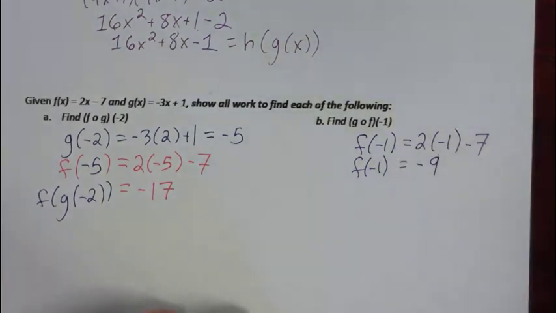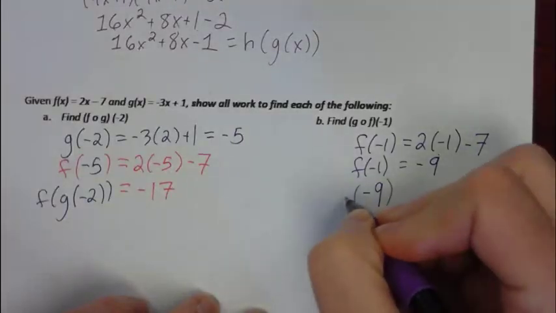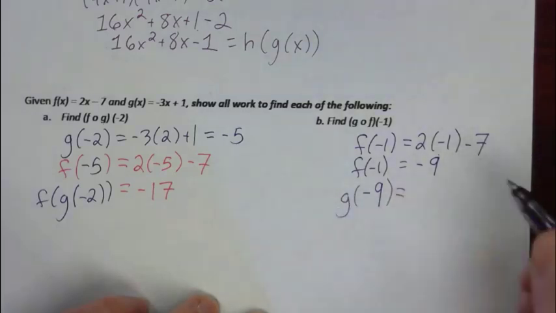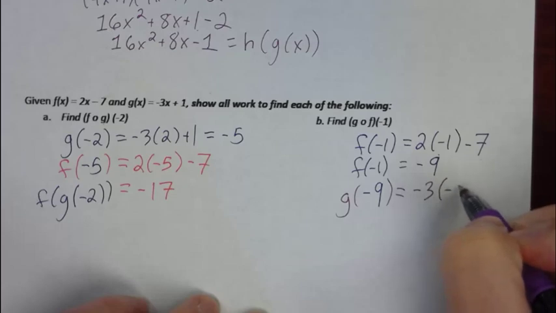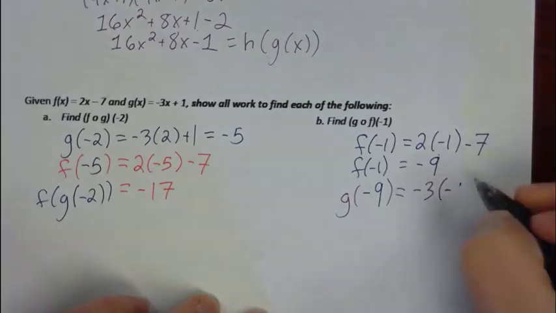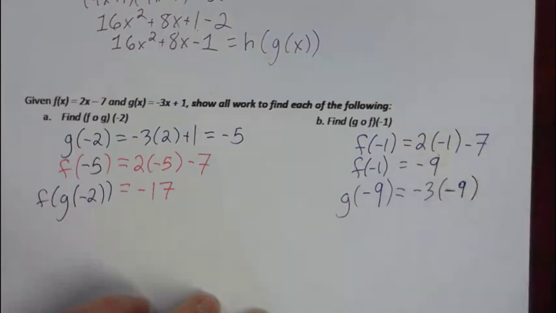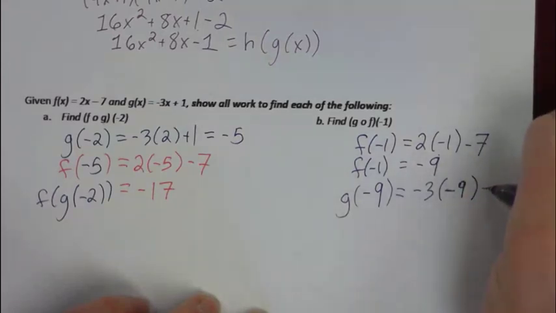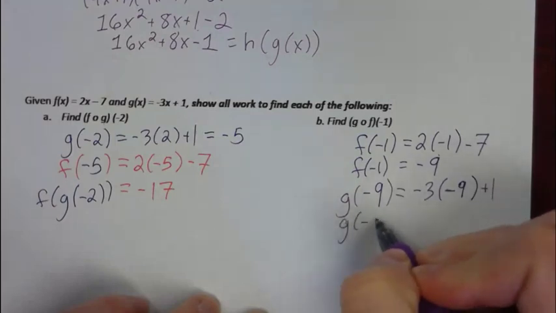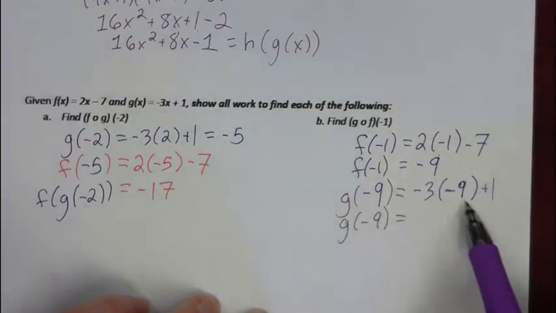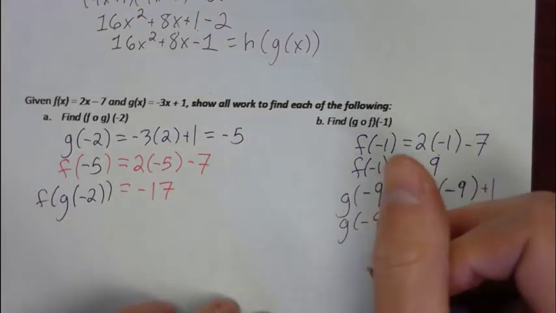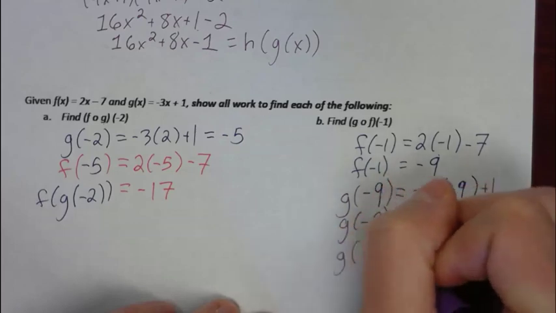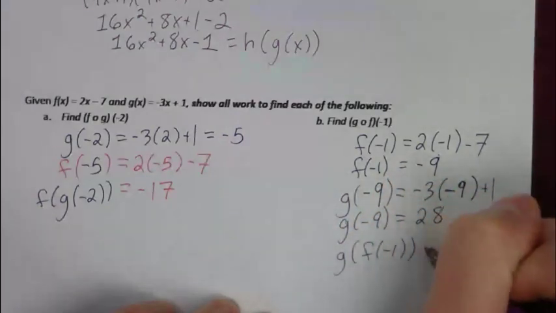And then we can take that negative 9 and put that into g, and we can figure out that g of negative 9 would be negative 3 times negative 9, and we would be adding 1 to that. So g of negative 9 now equals 27 plus 1, which is 28. And we just found that 28 is equal to g of f of negative 1.